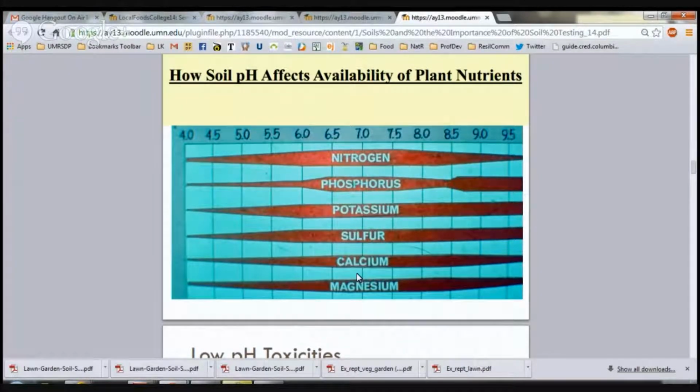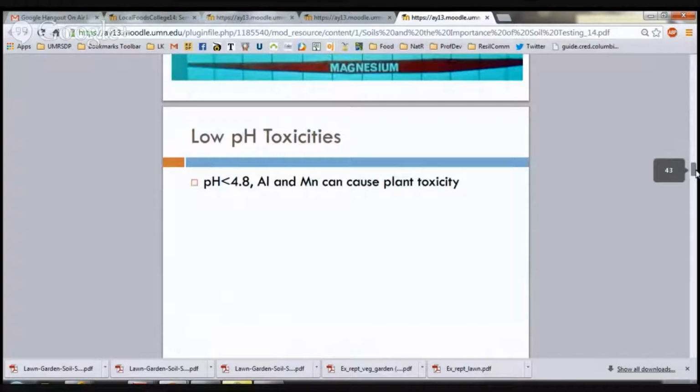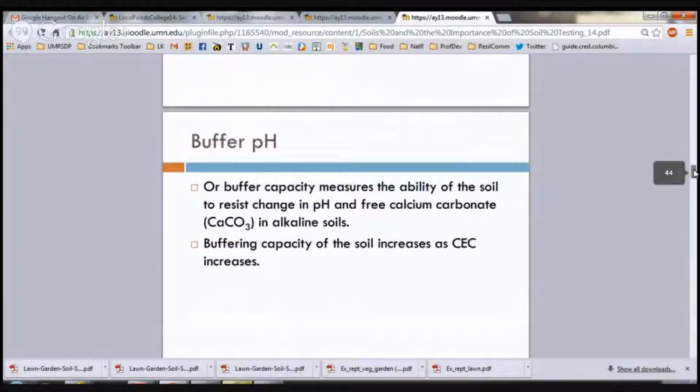the one nobody can say, molybdenum. Or as my students say, molybdenum or something like that. You can have toxicities. I'll just throw that in there. With really acidic soils, you can have aluminum and manganese toxicities that exist at low pHs.